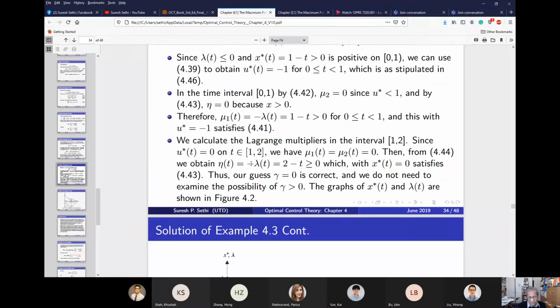so basically this last paragraph says that when I solve all of these, everything works out with gamma equal to 0. So we have a maximum principle that satisfies gamma equal to 0. If gamma equal to 0 does not satisfy, then we have to start with gamma bigger than 0, and then we have to redo this calculation with gamma bigger than 0.